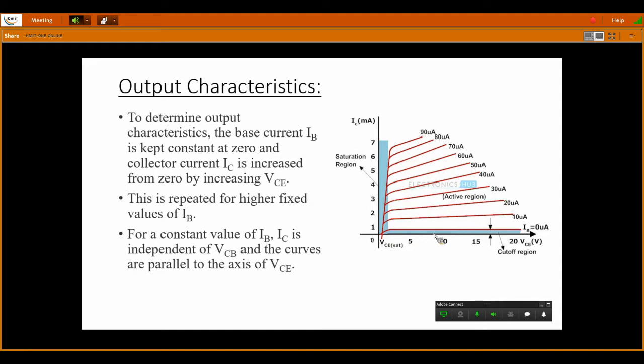So next, this part of your waveform will give you the cutoff region, where the base current is zero. The magnitudes of your collector current, which is negative, come under your cutoff region, as your base to emitter voltage is 0. Since your base current is 0, your input junction is reverse biased as well as your output junction is reverse biased, so your transistor is put under your cutoff region.